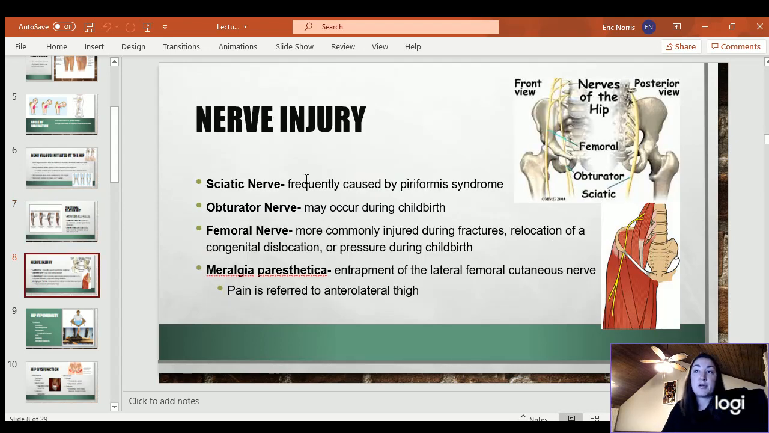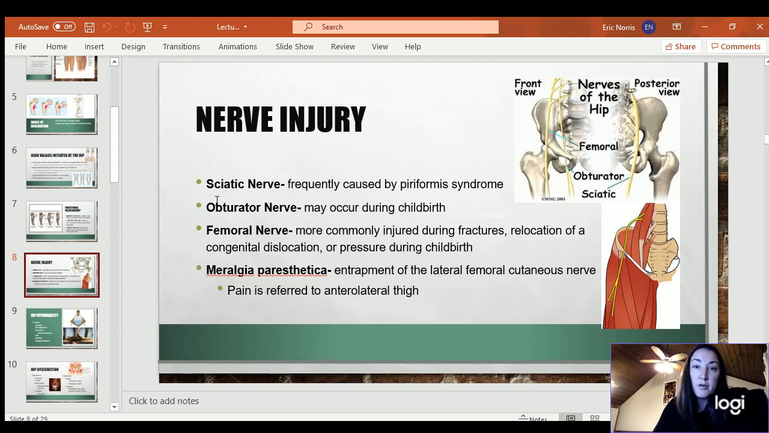We can have several nerve injuries at the hip. So with the sciatic nerve, we know that's often caused from a tight piriformis because the sciatic nerve typically travels above, below, or pierces through the piriformis. So if it's tight, it adds extra pressure. So piriformis syndrome is one of the causes of sciatica. There are others, but typically it is tight in people who have sciatic pain.